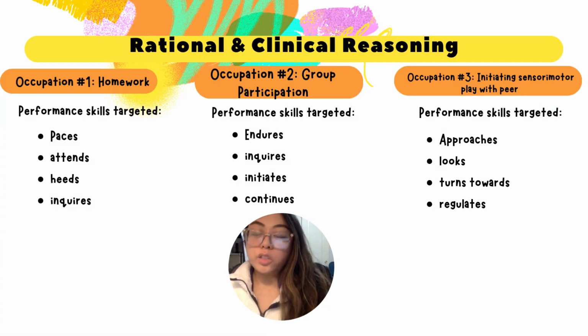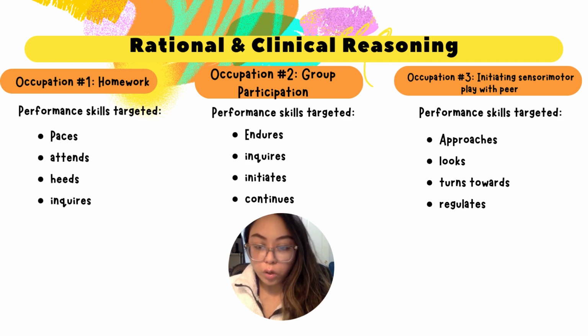The three occupations that are being worked on are homework, group participation, and initiating sensory motor play with peers. The performance skills that are being addressed for homework are paces, attends, heeds, and inquires. Group participation addresses performance skills targeting endures, inquires, initiates, continues. And the third occupation, initiating sensory motor play with peers, has performance skills of approaches, looks, turns towards, and regulates.